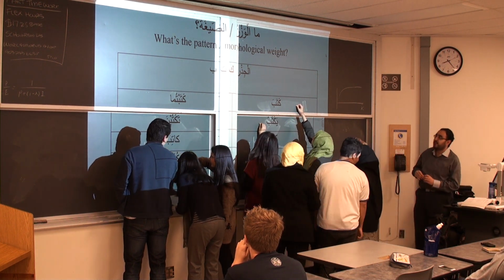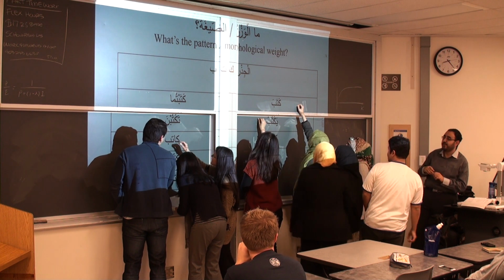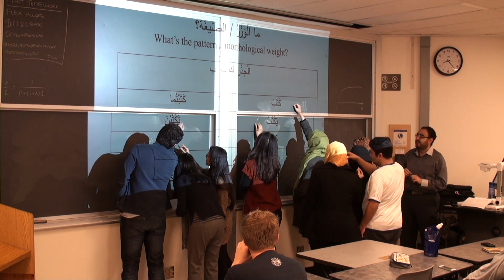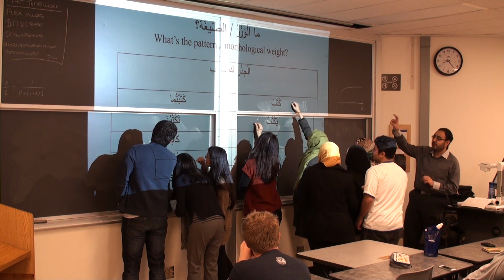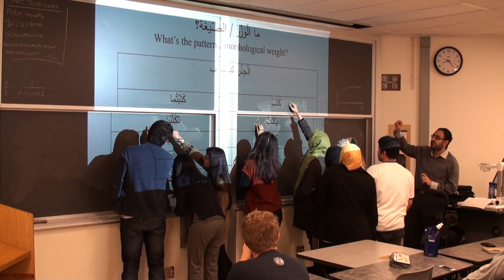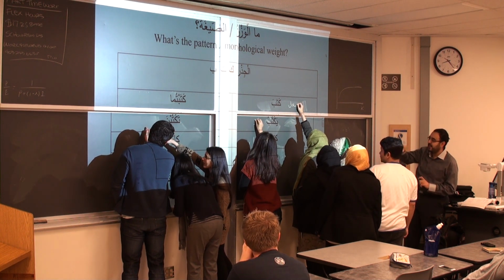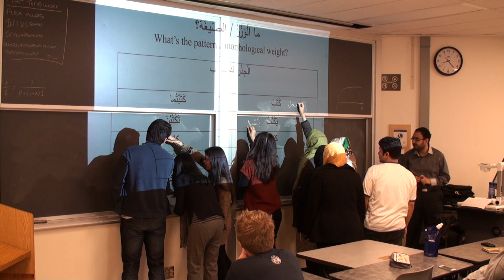Please remember that you already have the root for all of these words. The root is kaf, ta, ba, so as to make it easier to use.